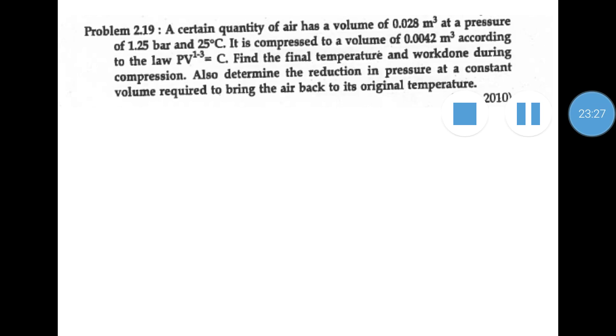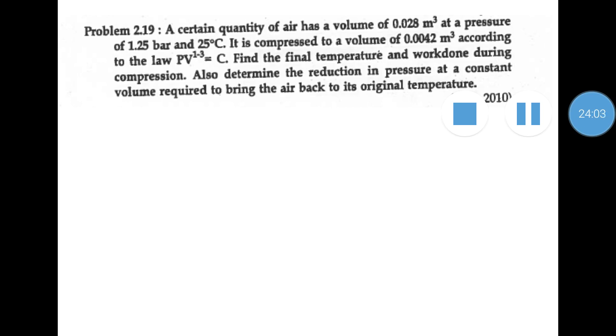Next, one more problem on the polytropic process. So we will discuss one more problem on the polytropic process. Here a certain quantity of air has a volume of 0.028 meter cube. The quantity of air is not given, it is a certain quantity. So its initial volume is 0.028 meter cube at a pressure of 1.25 bar. So P1 is 1.25 bar and T1 is 25 degrees Celsius.